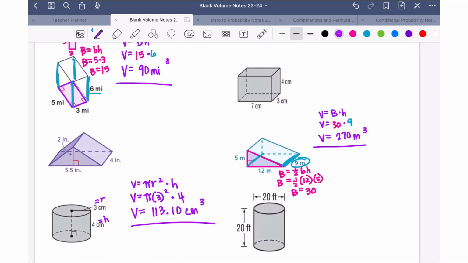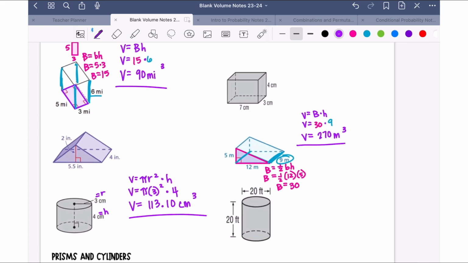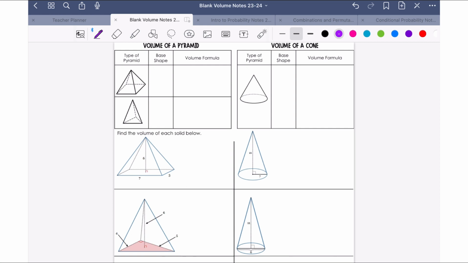Okay. Now, if you want to see the answers for the other 3, I'll put the answer key in Schoology so you can just look at it. All right. Tomorrow you will do pyramids and cones. Okay. Tomorrow is pyramids and cones. If you want to get ahead by all means.